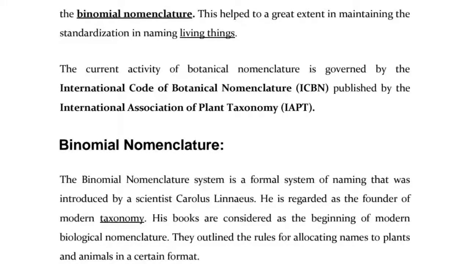The current activity of botanical nomenclature is governed by the International Code of Botanical Nomenclature (ICBN) published by the International Association of Plant Taxonomy (IAPT). Binomial nomenclature. The binomial nomenclature system is a formal system of naming that was introduced by a scientist, Carolus Linnaeus. He is regarded as the founder of modern taxonomy. His books are considered as the beginning of modern biological nomenclature. They outline the rules for allocating names to plants and animals in a certain format.